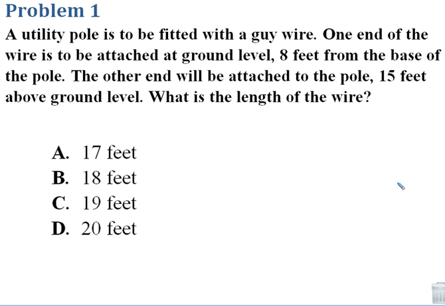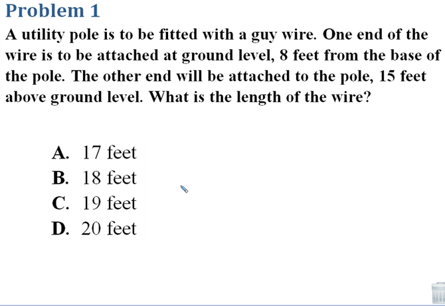So problem 1 is a Pythagorean theorem problem, but come test time, you're not going to know that until you actually read through the question, draw things out, and start setting up the triangle. Reading through here, we have a utility pole is to be fitted with a wire. One end of the wire is to be attached at ground level, 8 feet from the base of the pole. The other end will be attached to the pole 15 feet above the ground. What's the length of the wire?